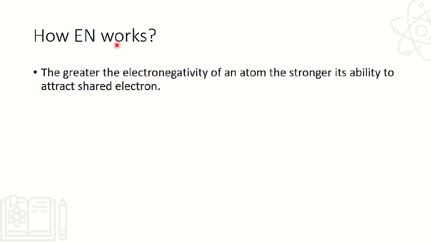Okay, how electronegativity works? Paano ba gumagana? Ano ba ang silbi ng electronegativity? Ang electronegativity ay nagagamit ng atom pag meron tayong chemical bonding between two or more atoms. So, ginagamit siya for chemical bonding. The greater the electronegativity of an atom, the stronger its ability to attract shared electrons. Mas mataas ang electronegativity, mas malakas yung kanyang magnetic power para mag-attract ng electron from the other atom.